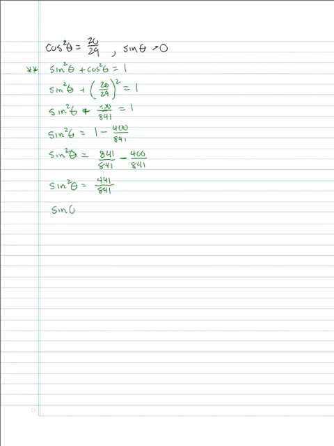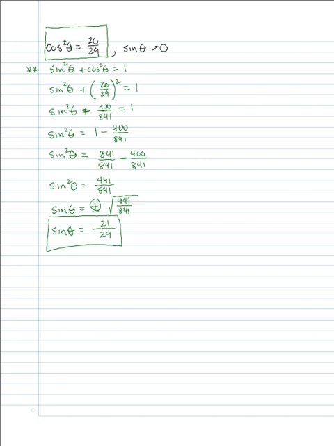And so sine of theta itself is plus or minus the square root of that fraction. But we know from above that the sine of theta is positive. So we have the sine of theta is a positive number, and the square root of 841, the denominator, we know is 29. And the square root of 441 is 21, I believe. Isn't that right? Yes, it is. So now we have the value of the sine of theta. On the previous page, we found the value of the cosine of theta.